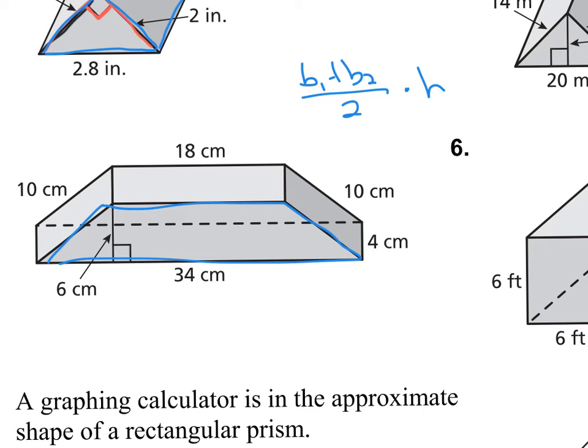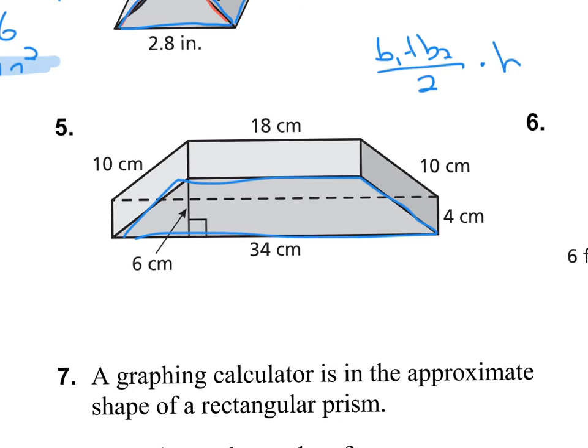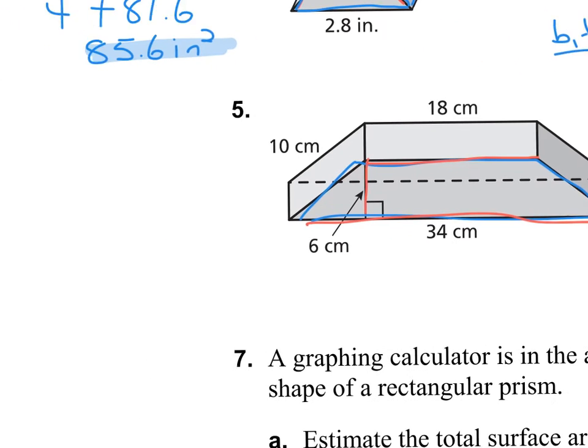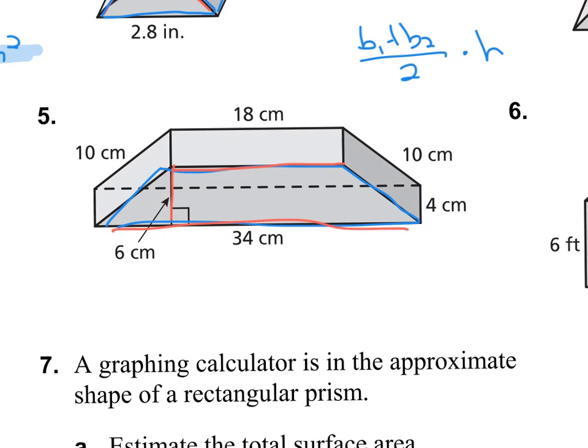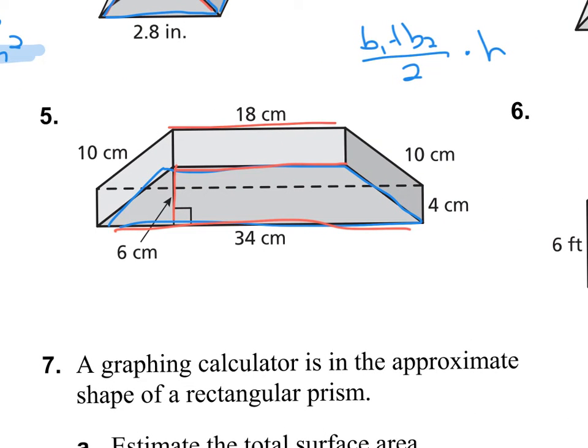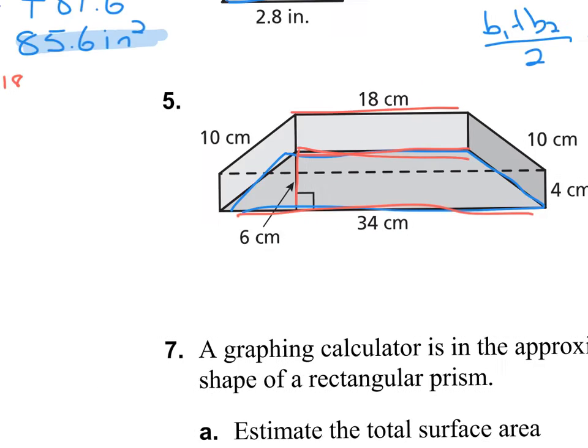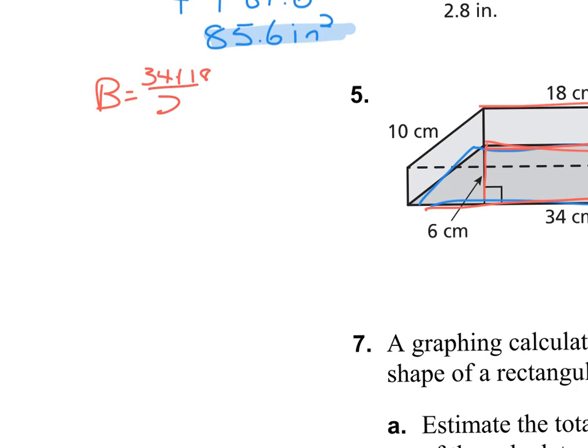Okay, so your base 1 and your base 2 are the ones that are parallel to one another. So right here and right here are your base 1 and base 2, and then your height is where it makes a 90-degree angle, which would be your 6 right here. Okay, so to find the area of that base, I would do base 1, which is 34, plus base 2, which is 18, because this is a rectangle on the top. If this is 18, then this has to be 18. Okay, and then divided by 2 times by your height, which is 6.